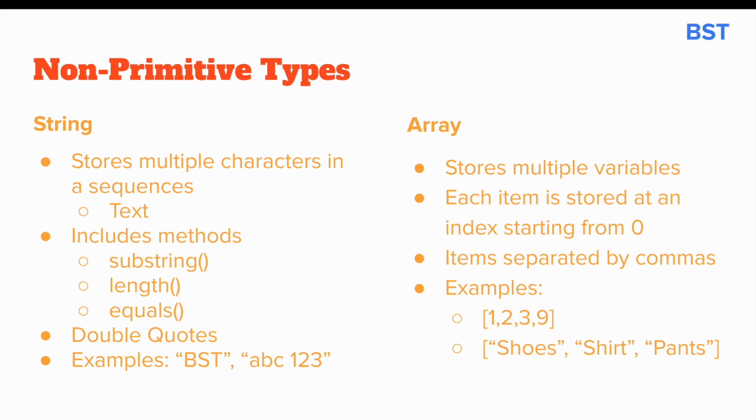An array stores multiple variables, multiple primitive types, or multiple non-primitive types, but the same type. Each item is stored, as you can see here, like if I have an array of integers, or ints, 1, 2, 3, 9. Each index starts from 0 in Java, so I would refer to this as the 0th index, the first index, second index, and third index. And you can do it with anything, so you can have an array of strings, and you might notice that string is actually just an array of characters under the hood. So that's important to know.